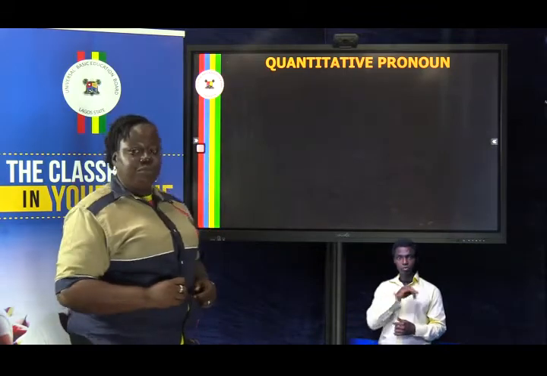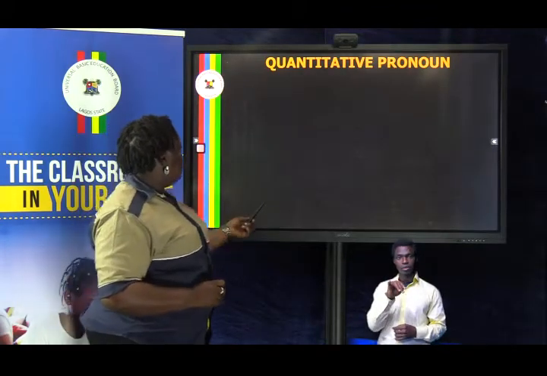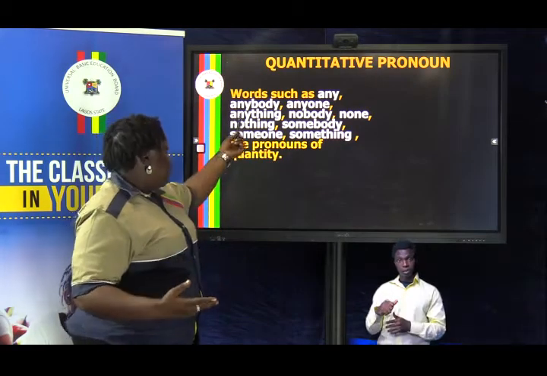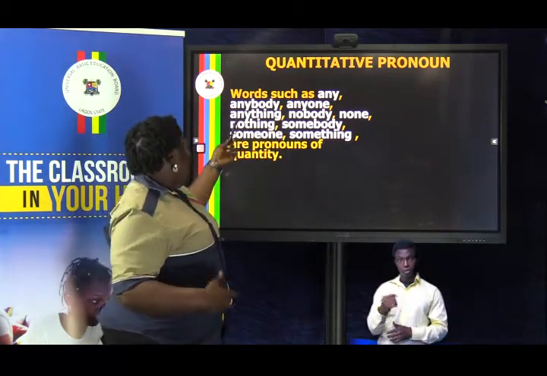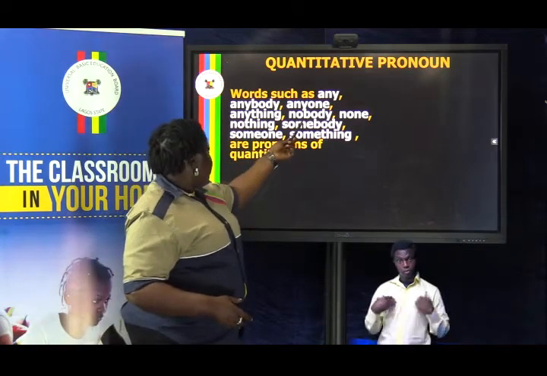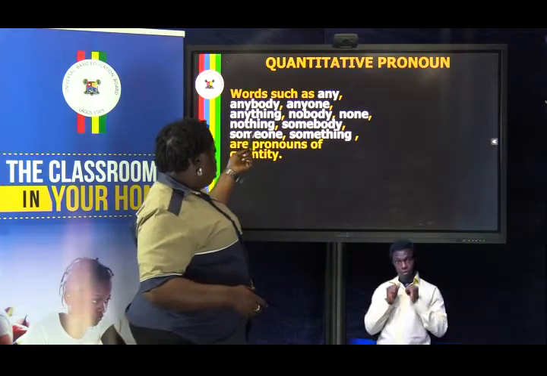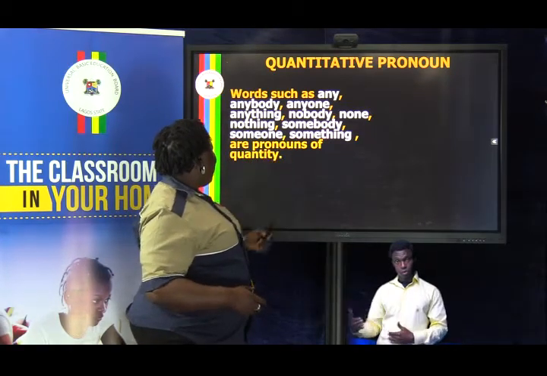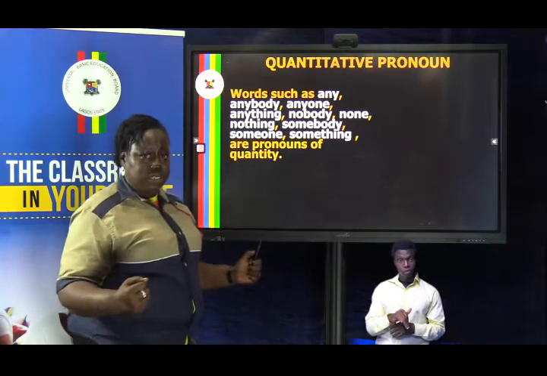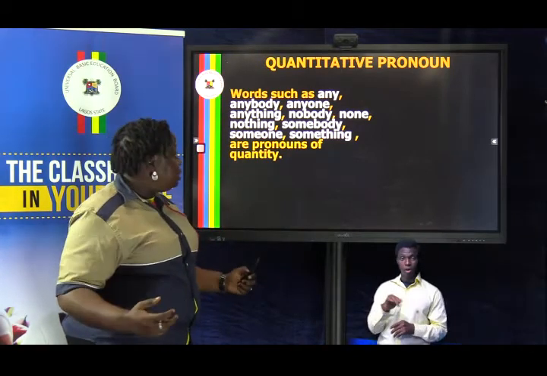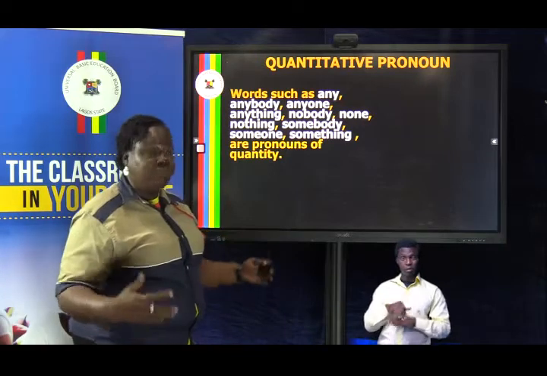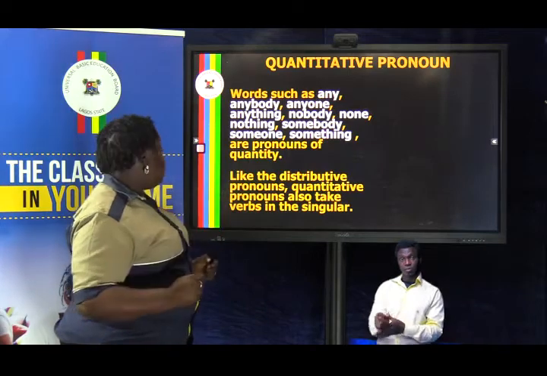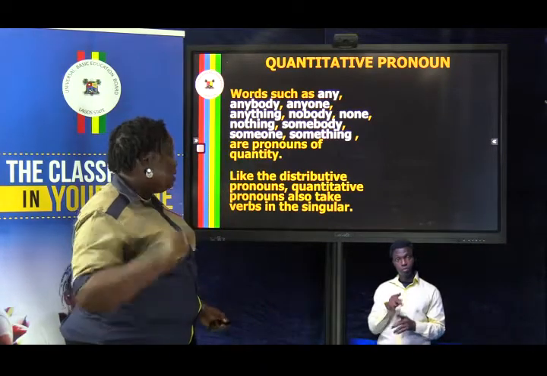Now, quantitative pronouns. Words such as any, anybody, anyone, anything, nobody, none, nothing, somebody, someone, something are pronouns of quantity. They are pronouns of what? Quantity. That is why they are called quantitative pronouns. Like the distributive pronouns, quantitative pronouns also take verbs in the singular.